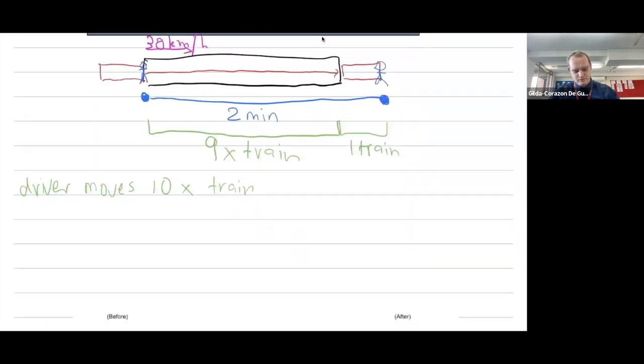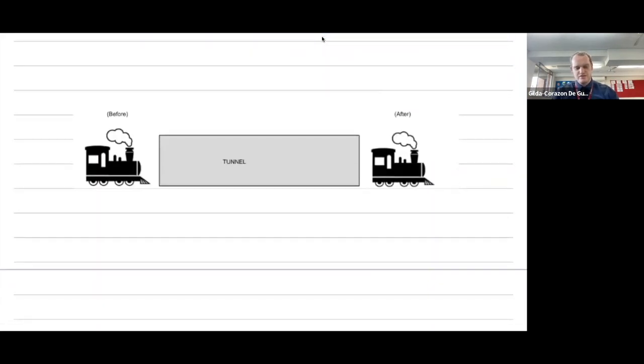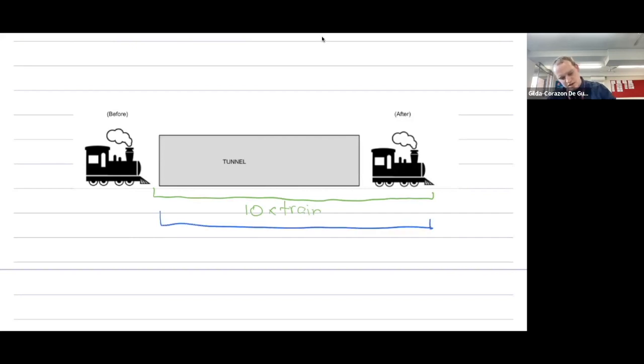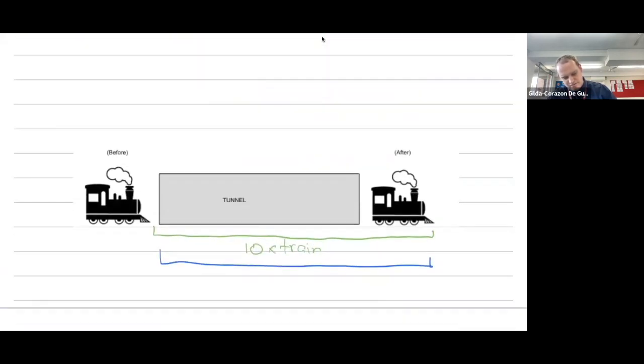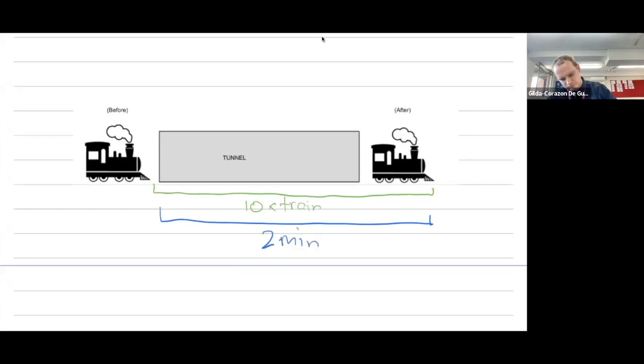Okay. So here's another bit of the diagram. So again, a little bit neater. We're looking at 10 times the train length. And we're looking at in that, go back up to the question, that takes 2 minutes, at 30 kilometers per hour.